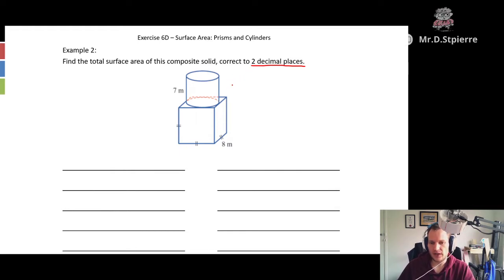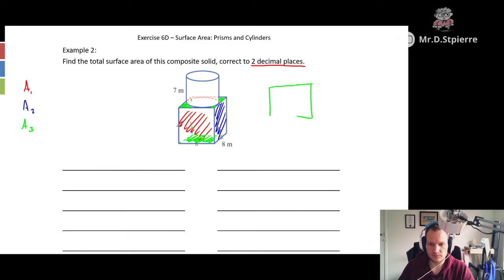Now, on first looking at this, you might be thinking, okay, I need to break this down. I have a front, which we'll call area 1. We have sides, which we'll call area 2. There's also a base in there, which we could call area 3. But then the problem on the top is that if we look straight down, the top is only this bit around the outside.